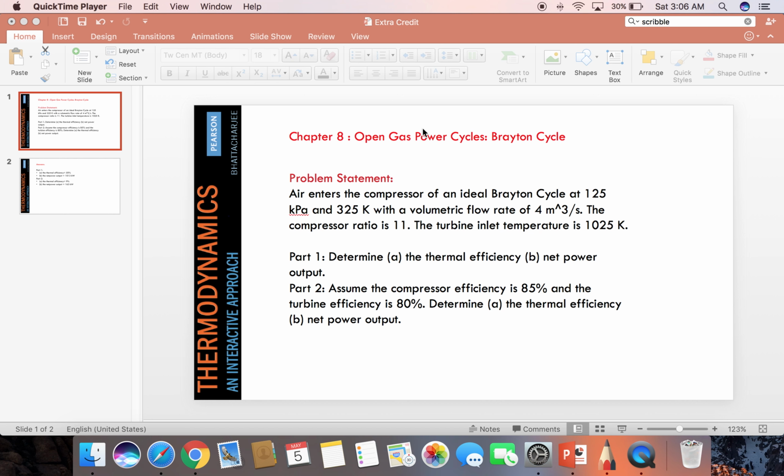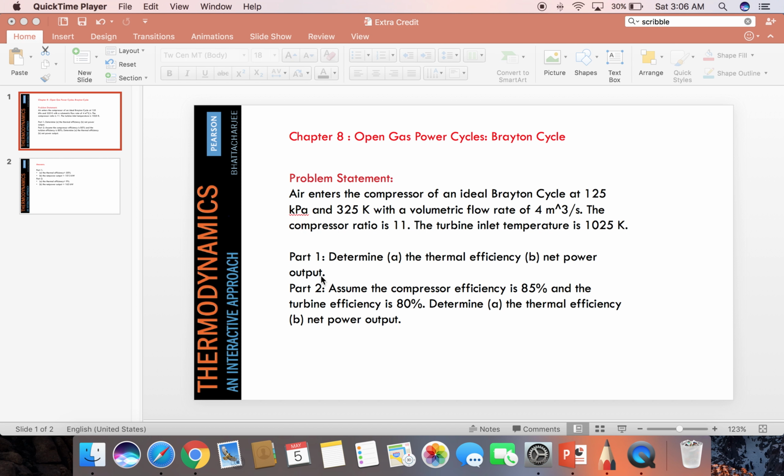So the problem states: air enters the compressor of an ideal Brayton cycle at 125 kPa and 325 Kelvin with a volumetric flow rate of 4. The compressor ratio is 11. The turbine inlet temperature is 1025 Kelvin. So part 1 wants us to determine the thermal efficiency and the net power output.